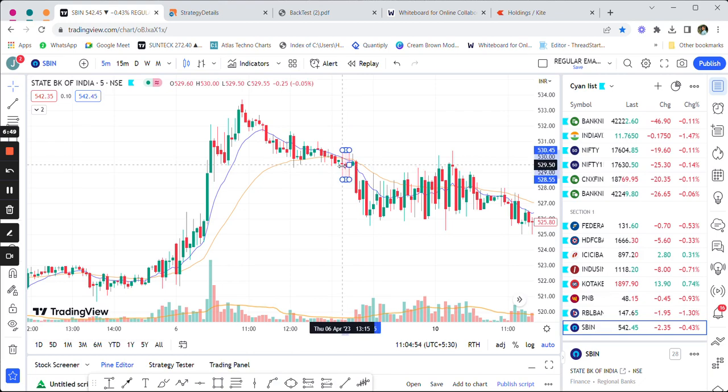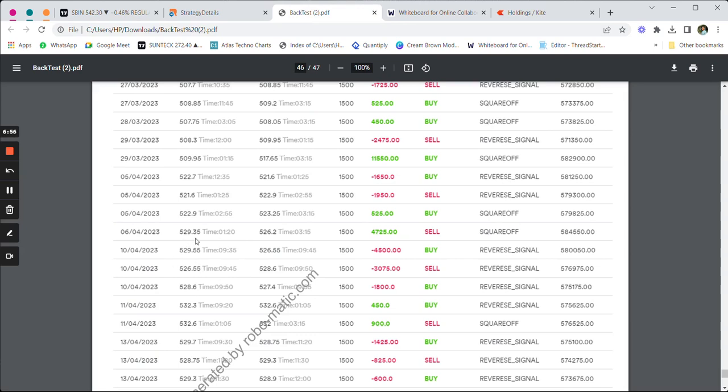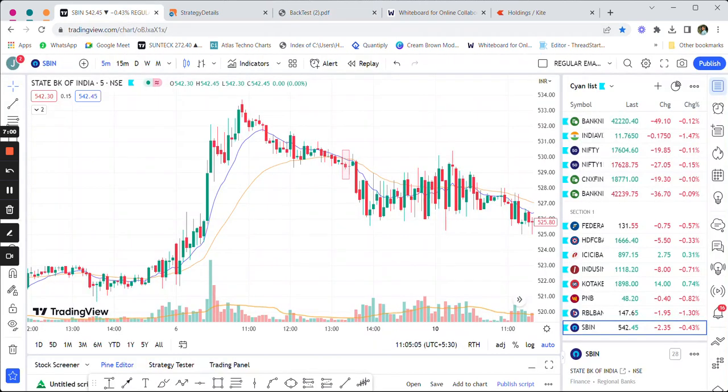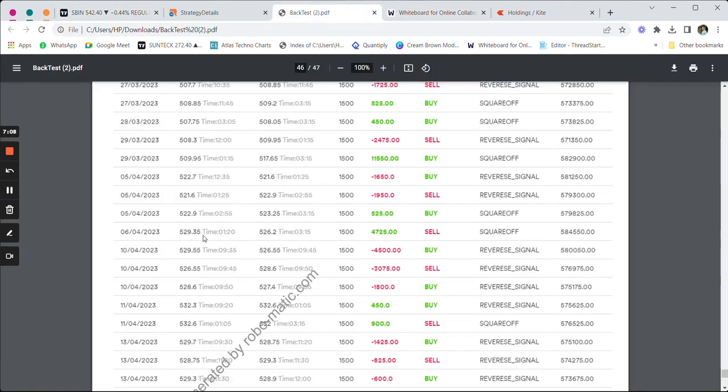So this is the fresh crossover that has happened, and what was the entry time? 529.60. So on the backtest we see 529.35 here, and here we see opening price is 529.55. Okay, so we see the backtest entry price is almost correct, and the exit is 526 at square off basically. So it has been squared off. Now we can always backtest multiple number of strategies here.